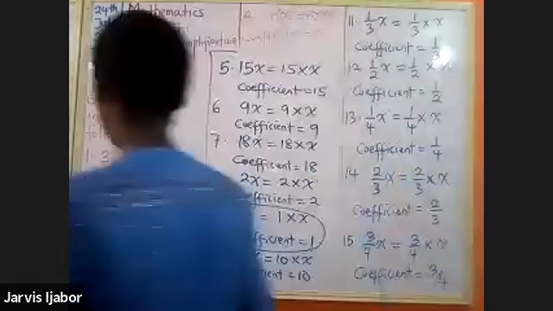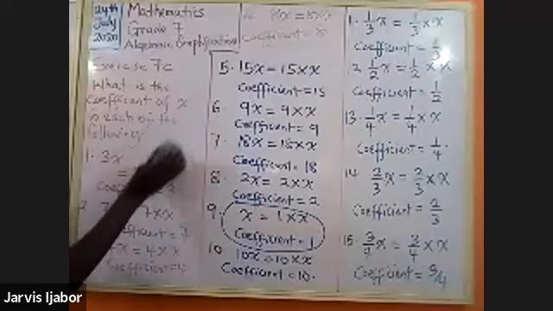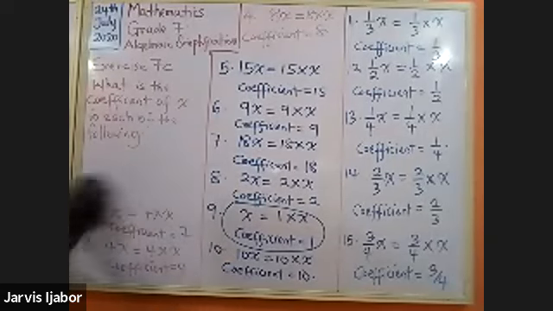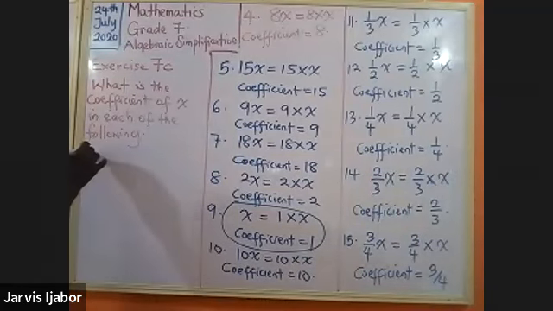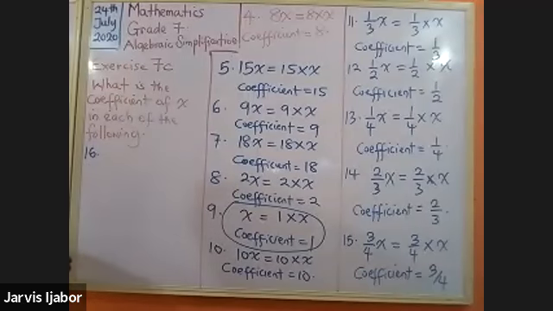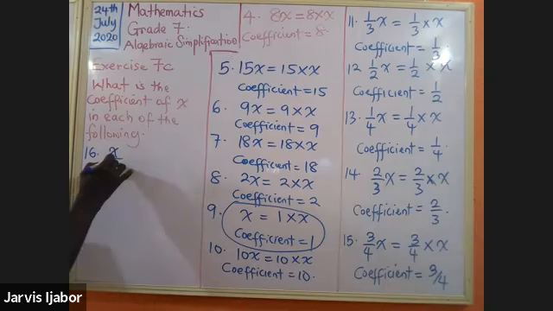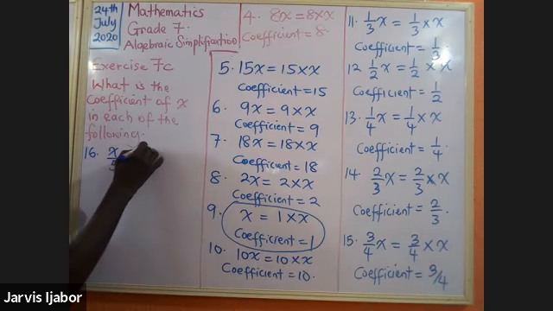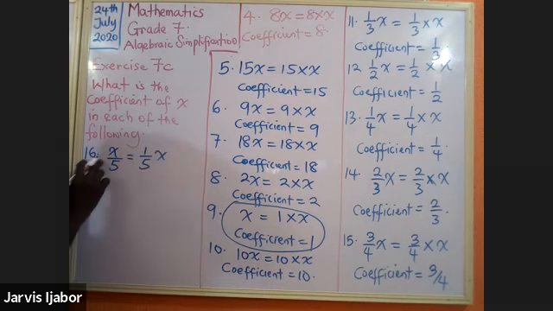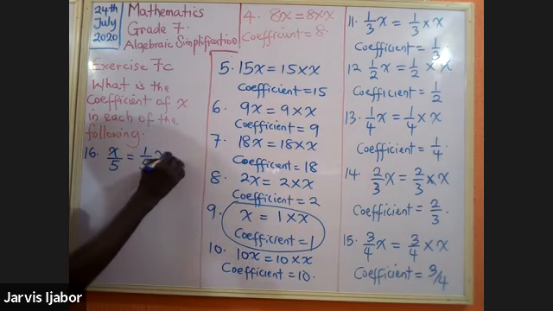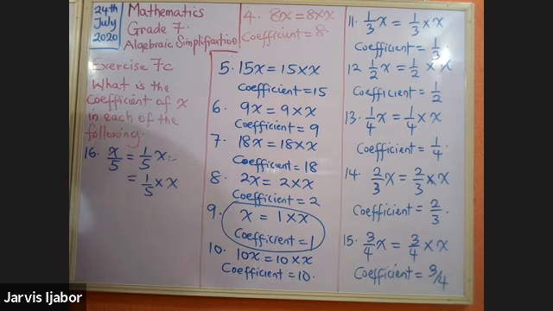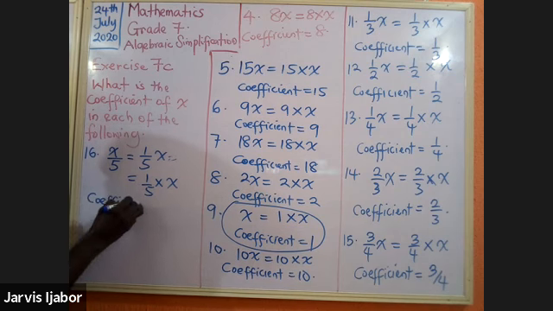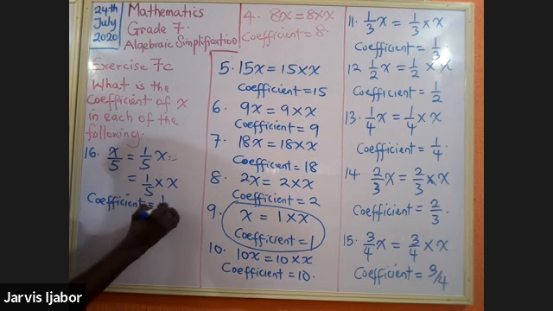We're not done yet. We're not done yet. Number 16. x/5 is equal to 1/5x. That's what this means. So I seen it, which is equal to 1/5 times x. Please let's watch this. Take note of this. So coefficient will be equal to 1/5.